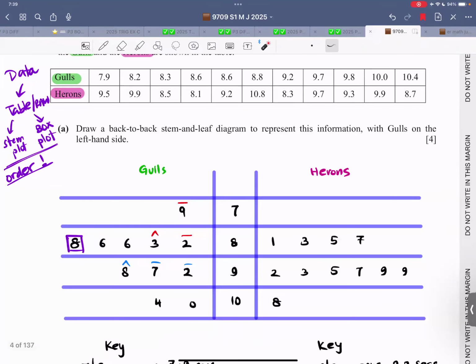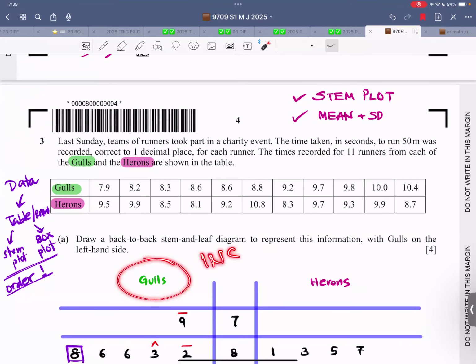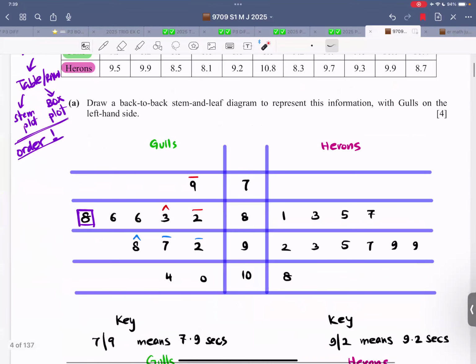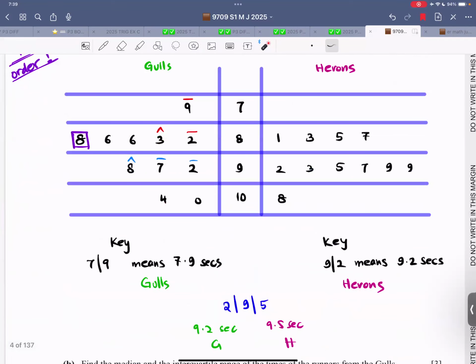That's the first thing. Now they are asking to draw a back-to-back stem and leaf diagram to represent this information with gulls on the left-hand side. So you have to follow the instruction. You can never argue with the examiner. If they say write on the left, you should write on the left. Naturally, herons come on the right. Now, this is pretty basic stuff. I won't go into the detail.